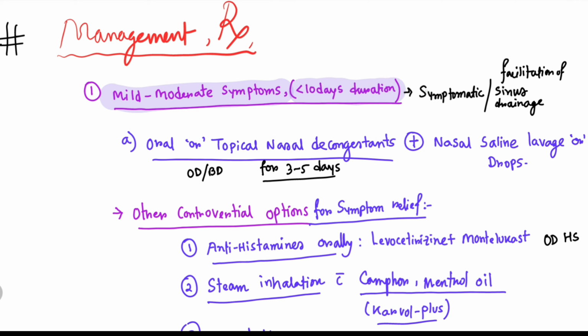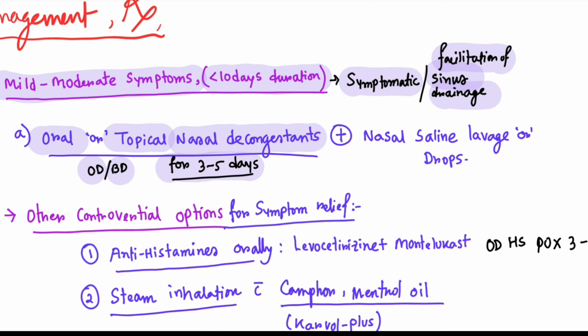So our main goal of treatment is to give symptomatic relief to the patient and we should facilitate the drainage of the sinus. So what we can do is give oral or topical nasal decongestants. Nasal decongestants like oxymetazoline, xylometazoline can be used for 3 to 5 days, OD or BD, but not more than that, because it can lead to rhinitis medicamentosa. That is another topic, we can discuss it later. But for now, remember rhinitis medicamentosa is a condition where the use of these nasal decongestants itself causes rhinitis. And added to these nasal decongestants, we can add nasal saline lavage or nasal saline drops to irrigate the nose.